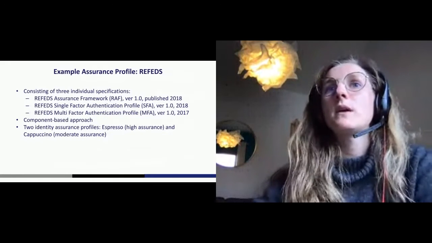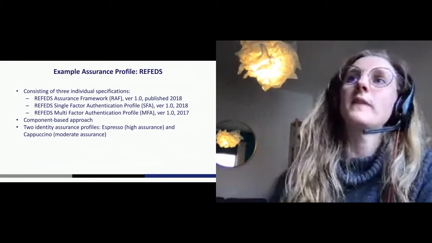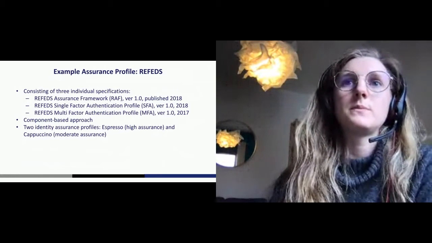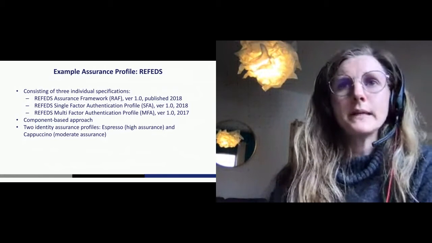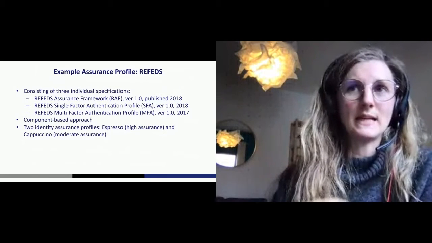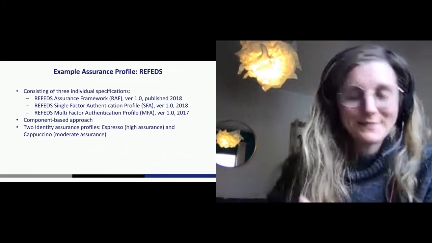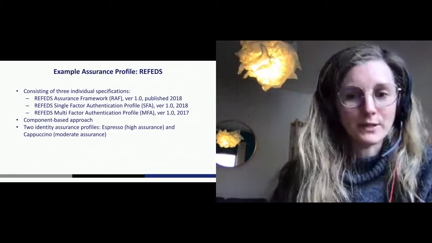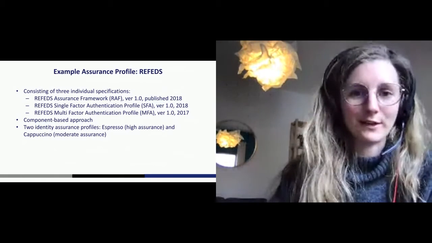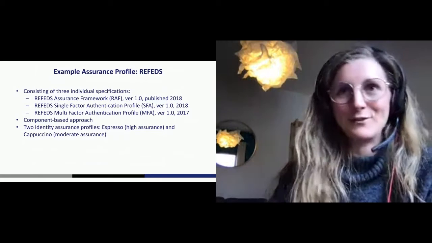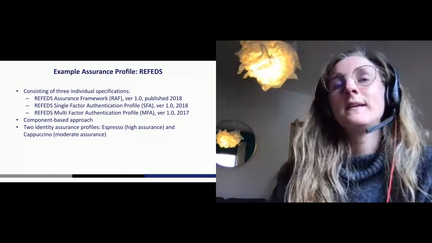So just to give you an example of an assurance profile so that it's something concrete, this is the REFEDS assurance profile. It's a component-based approach, and it's been slightly simplified to have two compact assurance profiles. One is espresso for high assurance, and one is cappuccino. There always seem to be names given to the different qualifying levels of these assurance profiles.